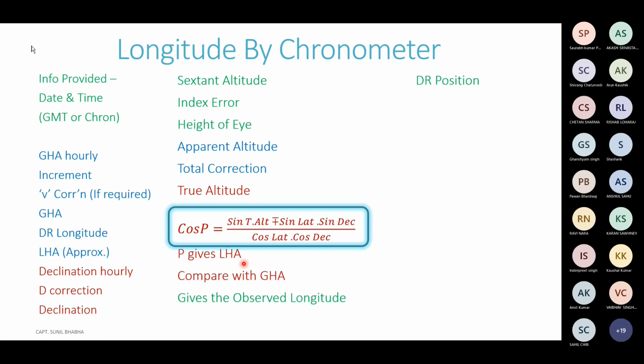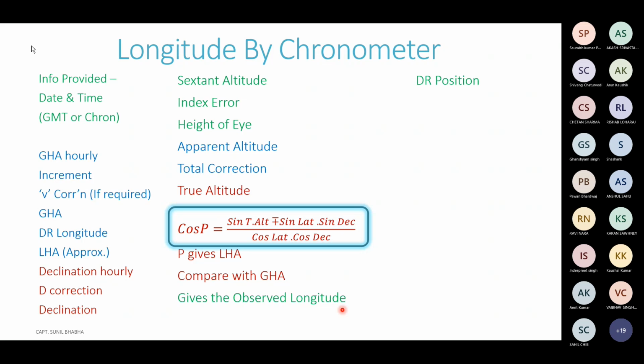So when you have both LHA and GHA known to you, you will be able to easily find the longitude from their difference. This longitude, which you obtain from the difference of GHA and LHA, is called the observed longitude, because it has been obtained by observing the body, or by taking an observation of the body, which we call a sight. So we have obtained the observed longitude here. This was the method called longitude by chronometer.